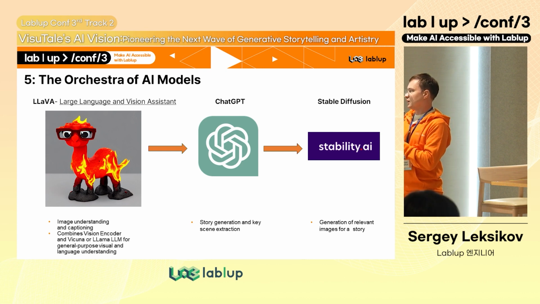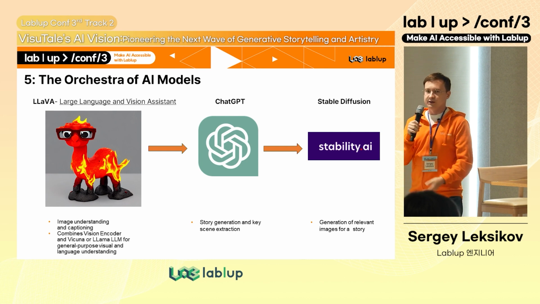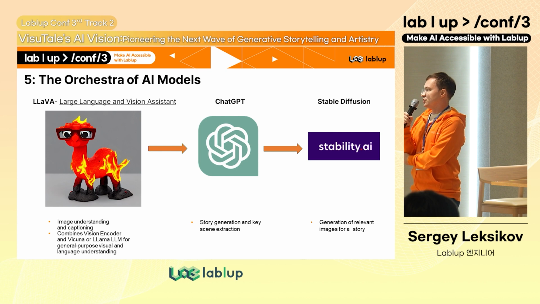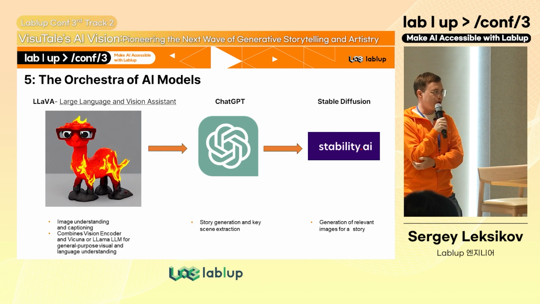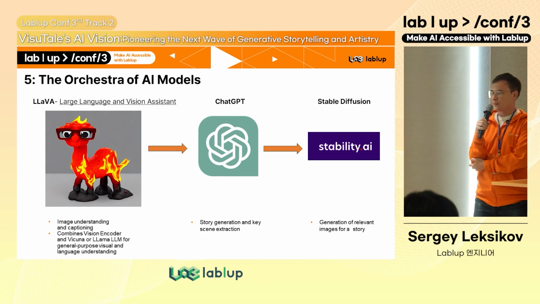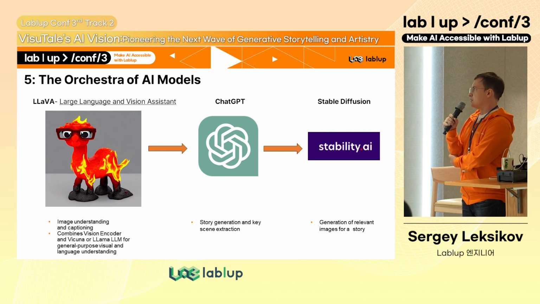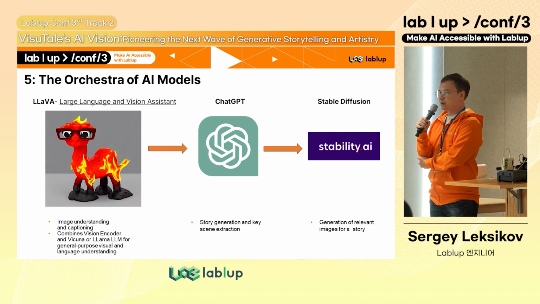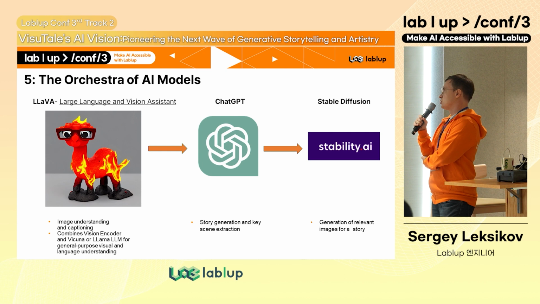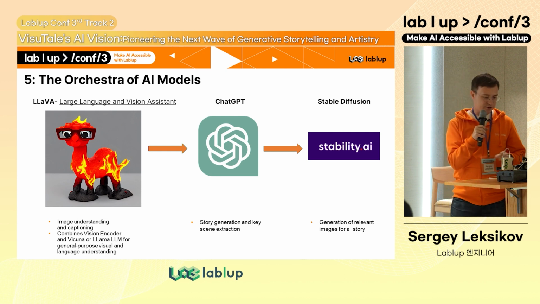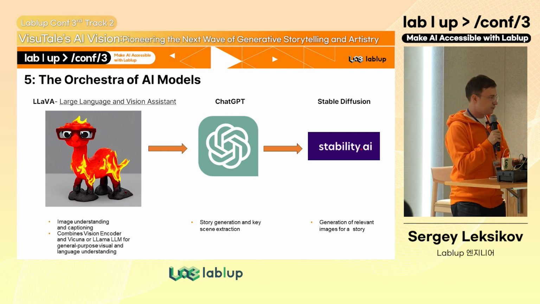The captions from the Llama go to ChatGPT to generate a story, and in another round, ChatGPT extracts key points from the story. And then those extracted key points are converted to the Stable Diffusion text prompts, and based on this, the Stable Diffusion model generates relevant images for a story.